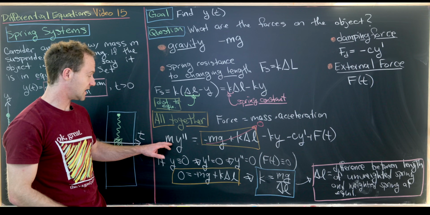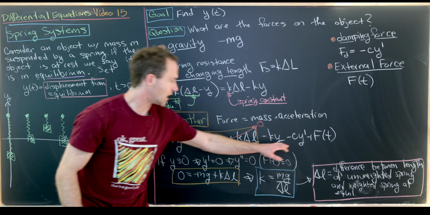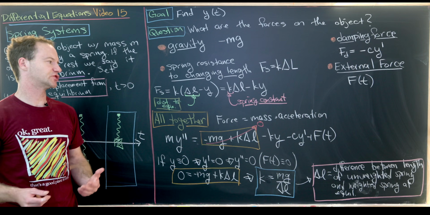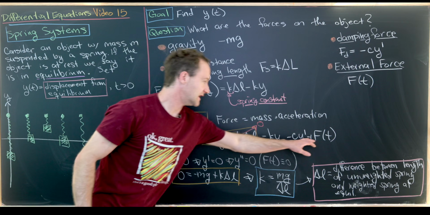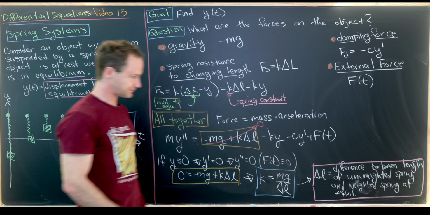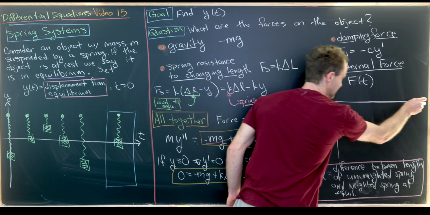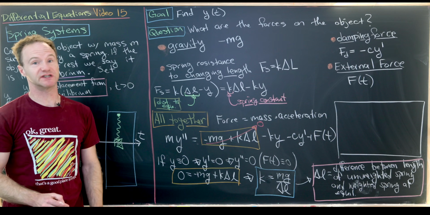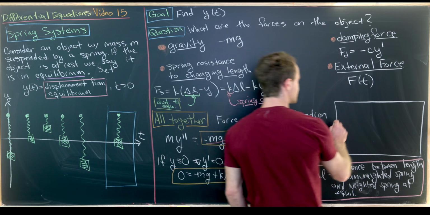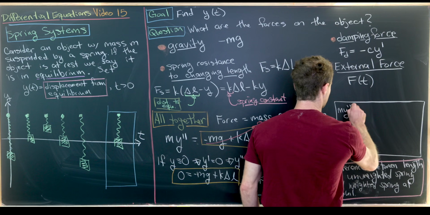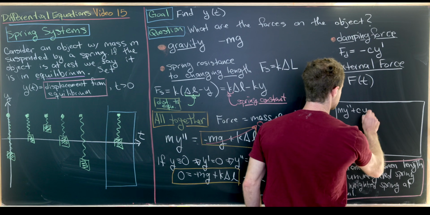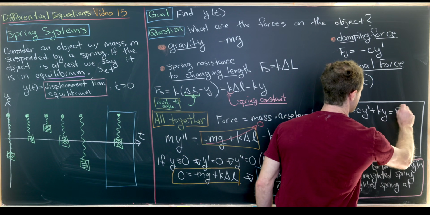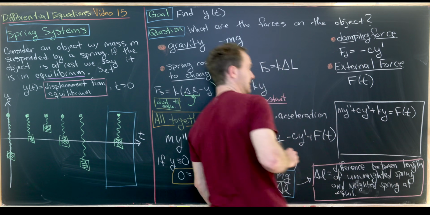Which is nice because now we've got something fairly simple. We've got a constant times a second derivative, a constant times a first derivative, and a constant times the original function or the 0th derivative, and then a forcing function. So rearranging this, we've got the nice differential equation which will describe this system. So we have m y double prime plus c times y prime plus k times y equals f of t.